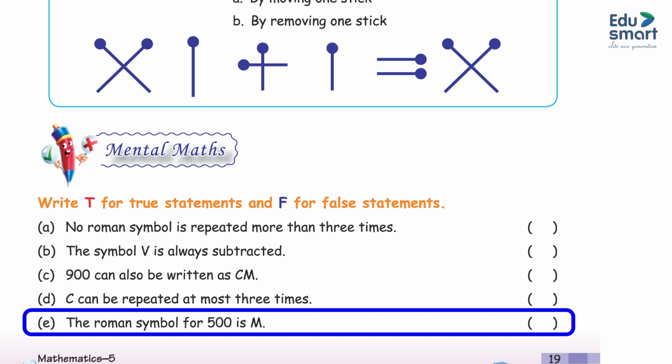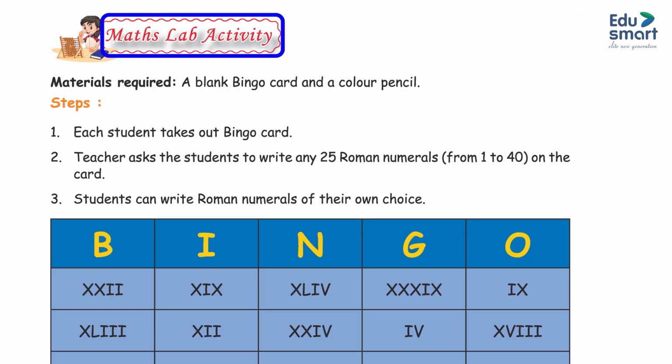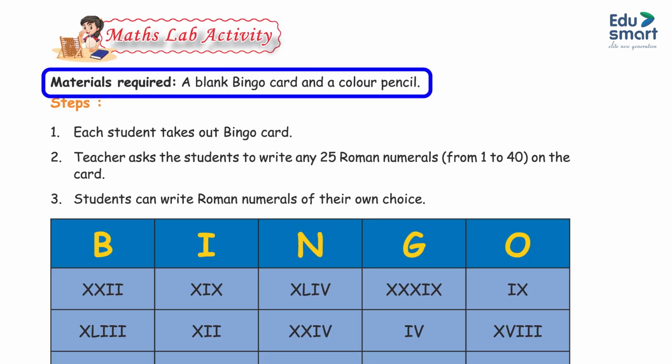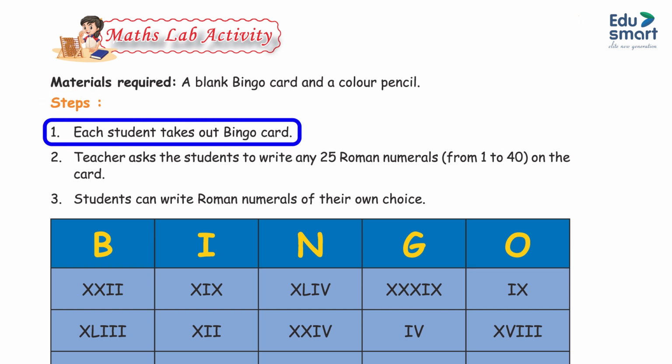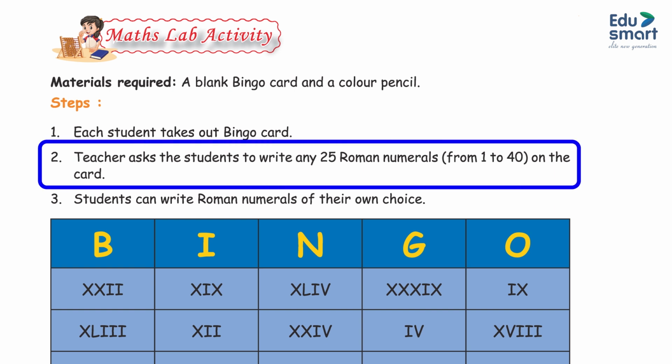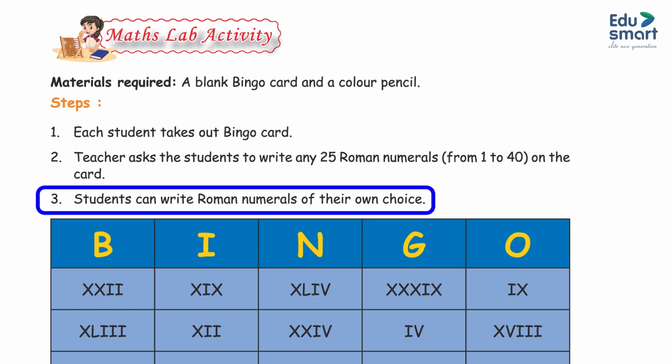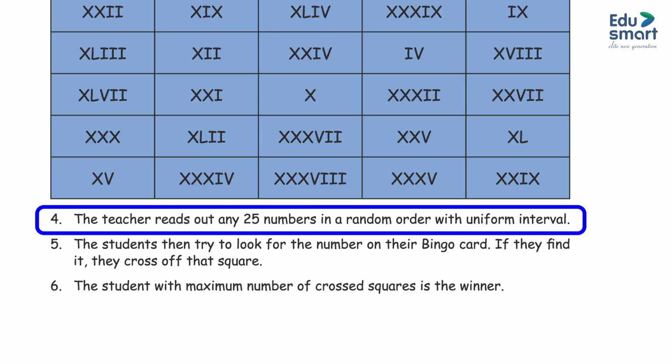Maths lab activity. Materials required: a blank bingo card and a color pencil. Steps: 1. Each student takes out a bingo card. 2. The teacher asks the students to write 25 Roman numbers from 1 to 40 on the card. 3. Students can write Roman numerals of their own choice. 4. The teacher reads out any 25 numbers in a random order with uniform interval.